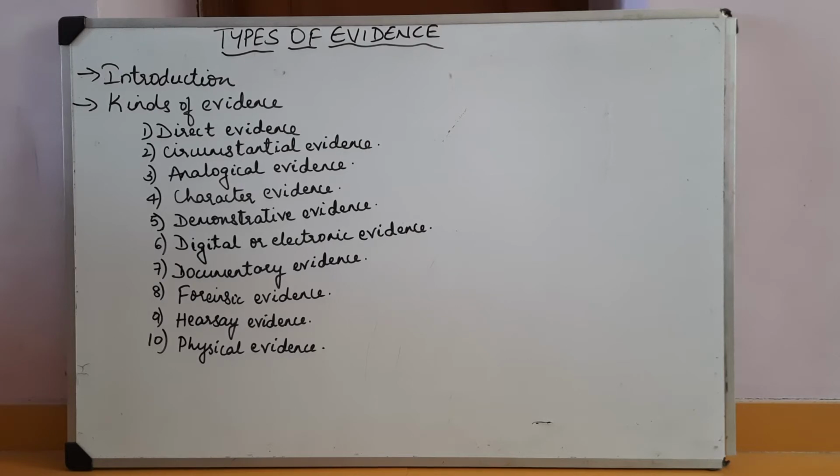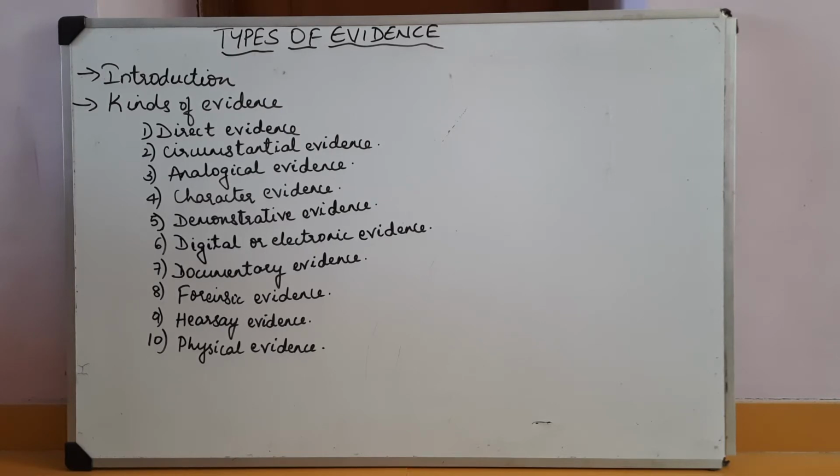This definition is considered to be a narrow definition as it doesn't include material things like a weapon, identification proceedings, local inquiry results, statements made in the court, etc. I am going to divide the types of evidence into four parts, that is, four videos. Now let us discuss kinds of evidence.